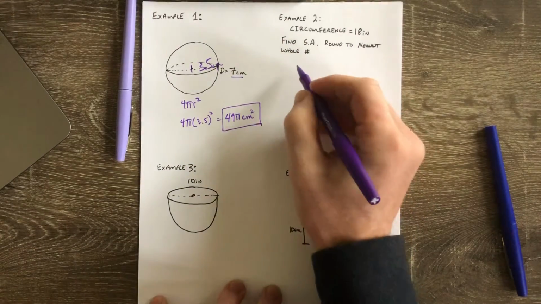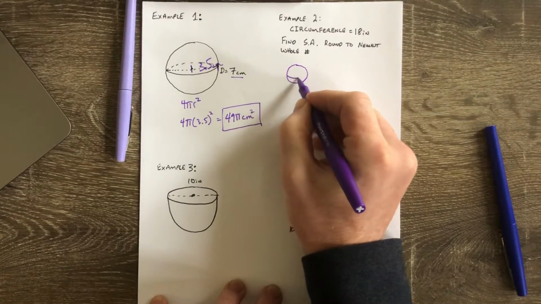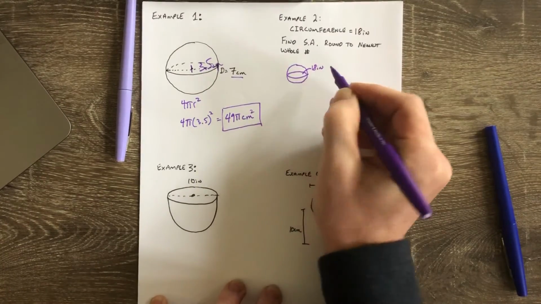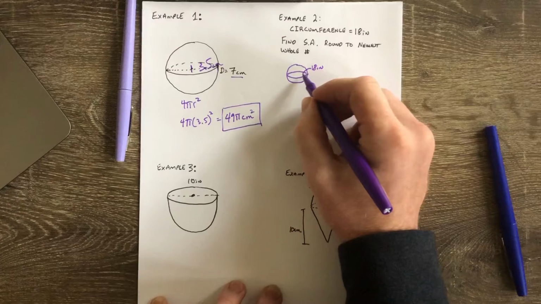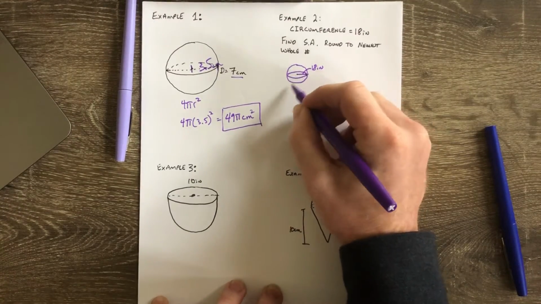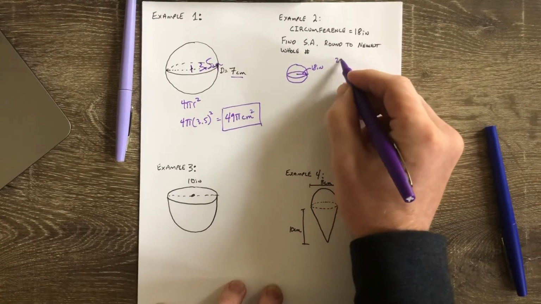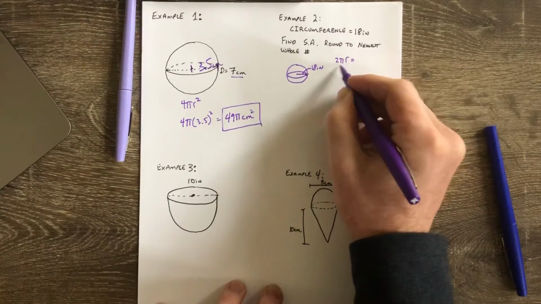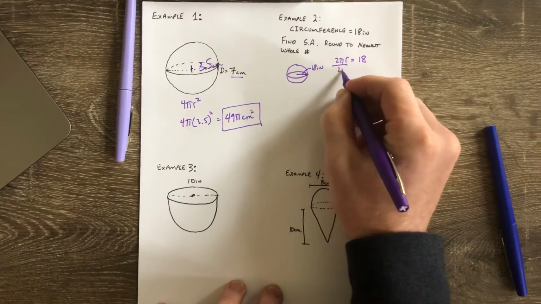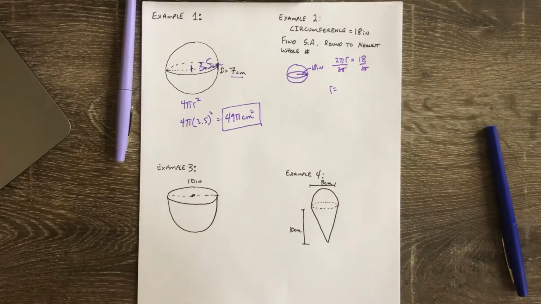This next one, let's say the circumference of one of the great circles. If I have my sphere here, the circumference of this circle right here is going to be 18 inches. So I have to work backwards and find the radius of this. That will help me find the surface area of the whole sphere. I set 2 pi r, the circumference formula, equal to 18 pi. To solve for radius, I divide by 2 pi, and the radius equals 18 divided by 2 pi.